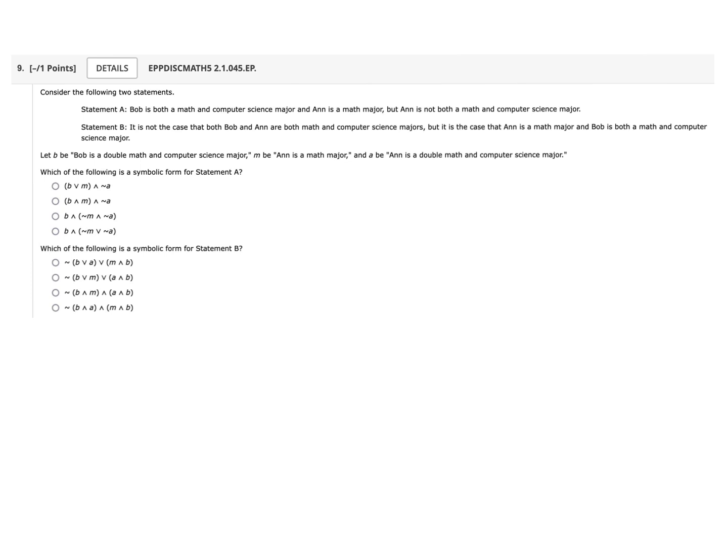Complicated statements, but they are made up by connecting three basic statements. Bob is a double math and computer science major, so we're going to call that little b. Ann is a math major, that's little m. And Ann is a double math and computer science major, that is little a. So I'm going to analyze these statements by picking out these three statements within them and connecting them with and, or, and not.